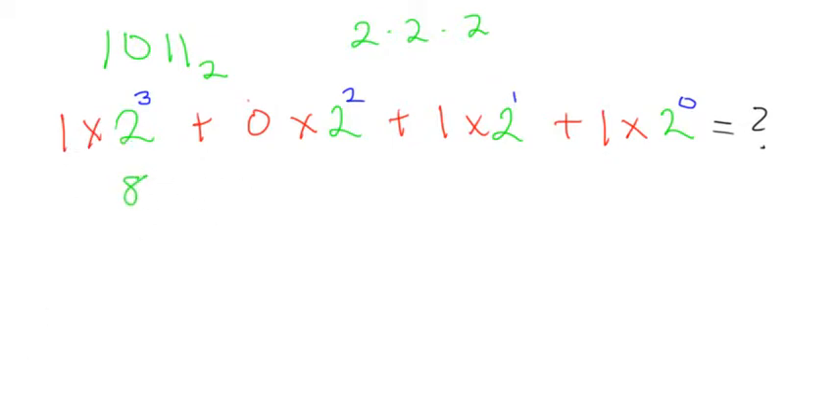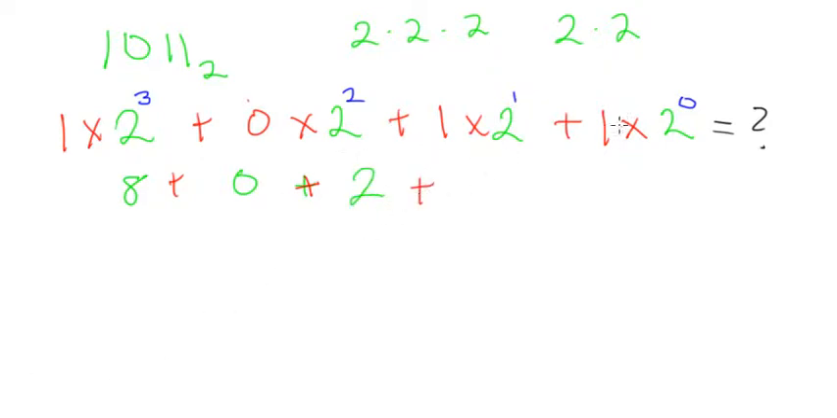So now we say 8 plus, so we have 2 times 2, which is 2 squared, is just 4, right? So we have 0 times 4, which is 0, right? And then plus, and then you say 2 to the first power is just 2, so 1 times 2 is 2. So we have 8 plus 0 plus 2, and we're almost finished.